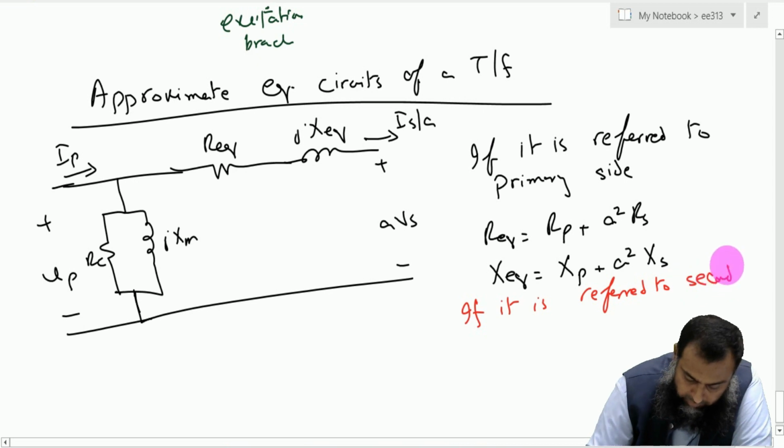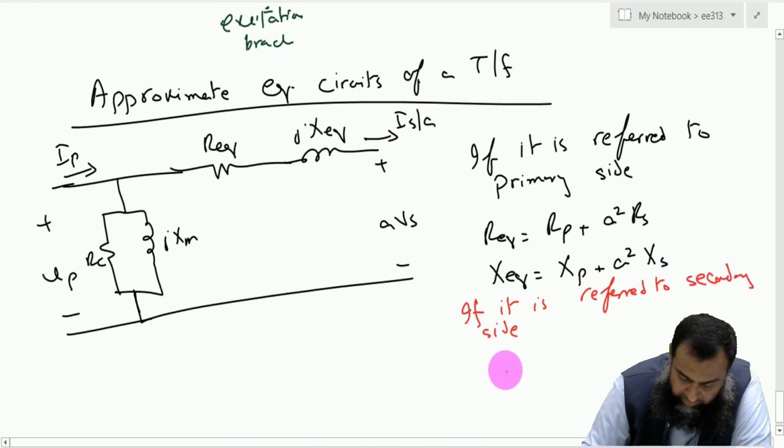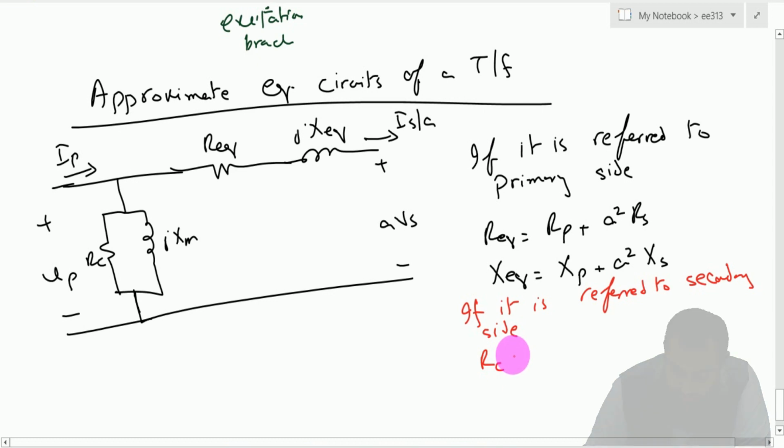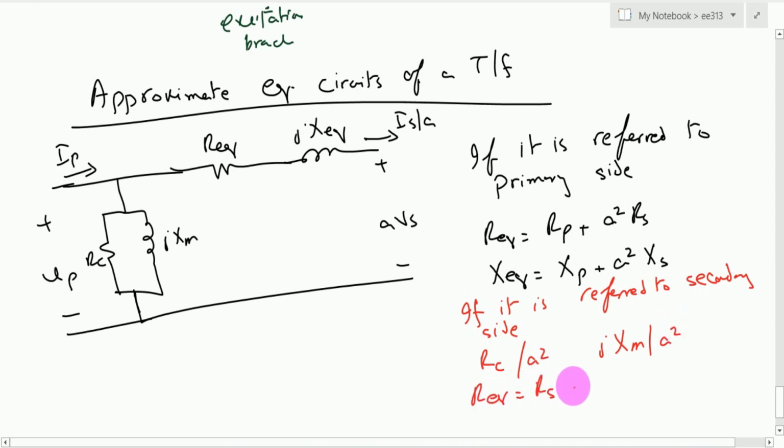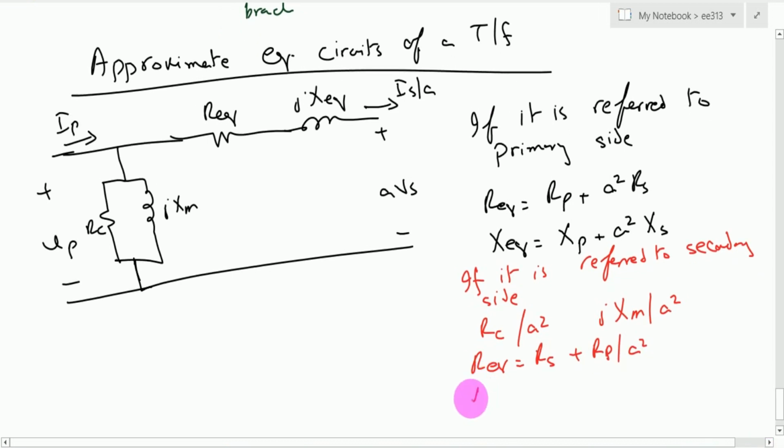So if this transformer is referred to the secondary side, then we have this RC divided by a square. Also we have jXM divided by a square, and similarly this R equivalent becomes equal to RS plus RP over a square, and we have this X equivalent equals to XS plus XP divided by a square. We also need to modify this particular thing where this will turn out to be equal to VP over a, and this turns out to be equal to a into IP.